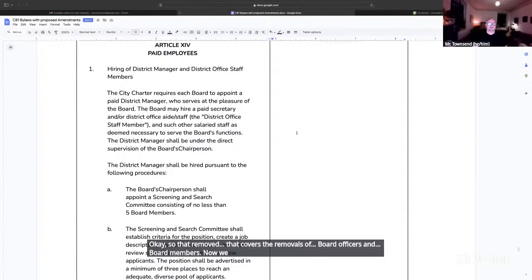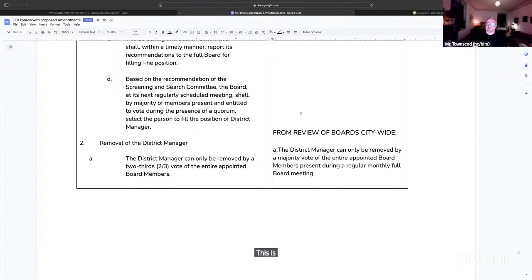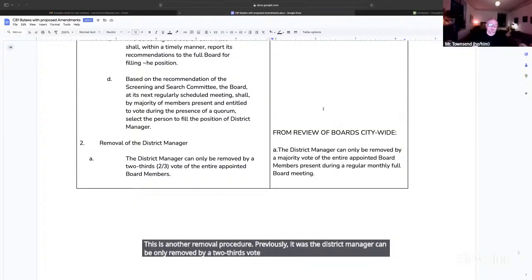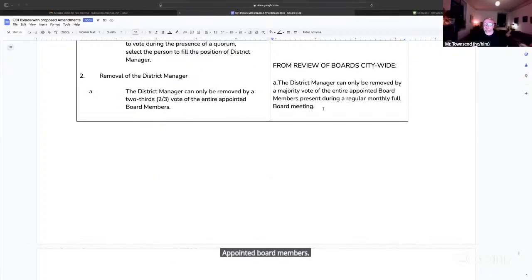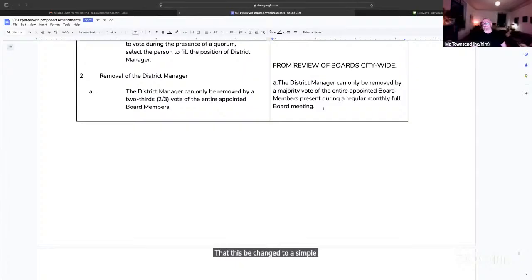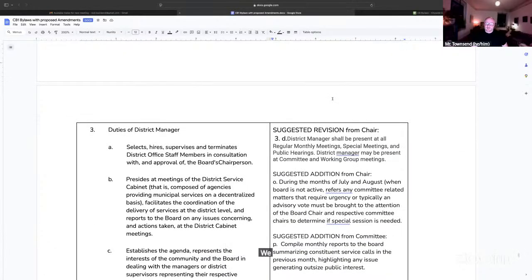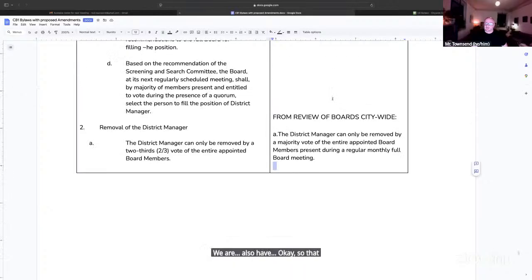Now we're in Article 14. This is another removal procedure. Previously, it was the district manager can be only removed by a 2/3 vote of the entire appointed board members. We are suggesting, based on review of citywide community boards, that this be changed to a simple majority. And again, it's carrying through the good governance idea of a simple majority running things as opposed to a 2/3 or 3/4 vote. Is there any discussion on that?